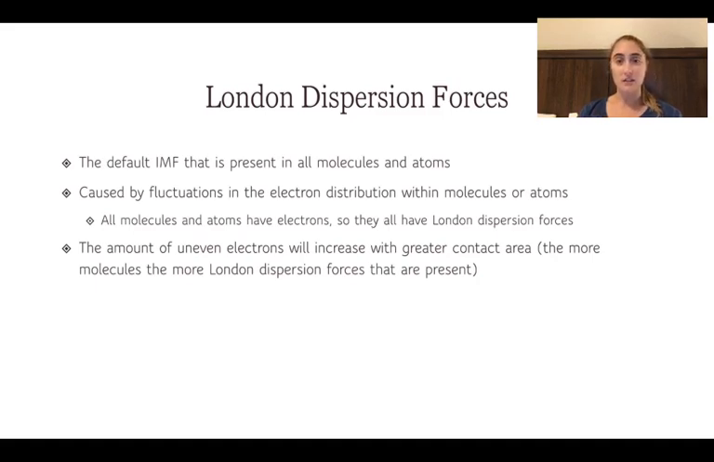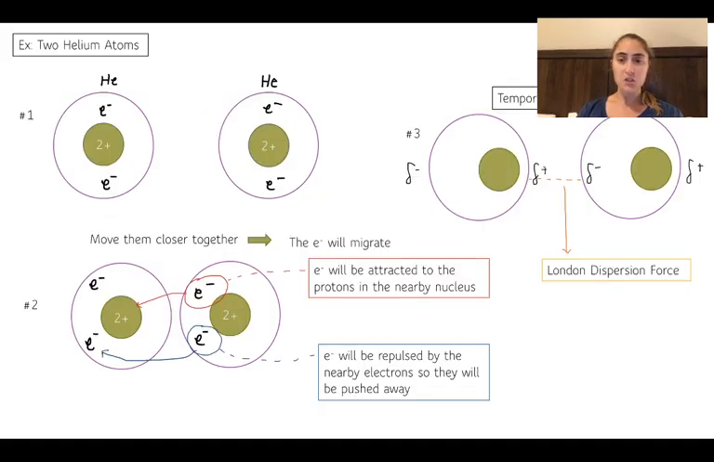Now, what causes a London dispersion force to be present in all atoms and molecules? It really has to do with electron distribution, and something that we'll refer to pretty soon as a temporary dipole. Because all molecules and all atoms have electrons, they all have London dispersion forces. How unevenly distributed those electrons are will determine how strong that London dispersion force really is. The more uneven the distribution of electrons, the more London dispersion forces are present. So let's take a look here.